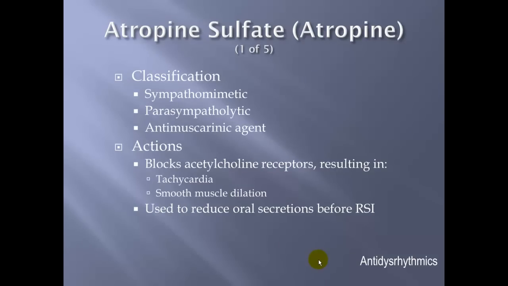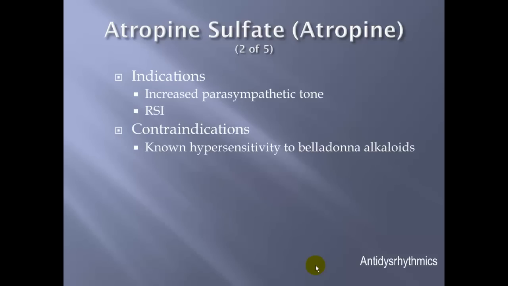Atropine sulfate. Classification: sympathomimetic, parasympatholytic, anti-muscarinic agent. Actions: blocks acetylcholine receptors, resulting in tachycardia and smooth muscle dilation. Used to reduce oral secretions before a rapid sequence intubation. Indications: increased parasympathetic tone, where they'll vagal themselves out. Now remember, whenever we intubate individuals, we can actually increase parasympathetic tone by the introduction of the laryngoscope. Rapid sequence intubation. Contraindication: known hypersensitivity to belladonna alkaloids.